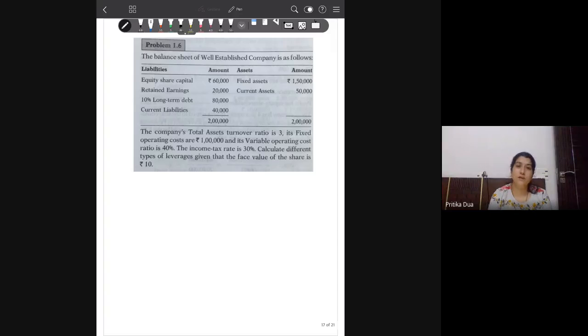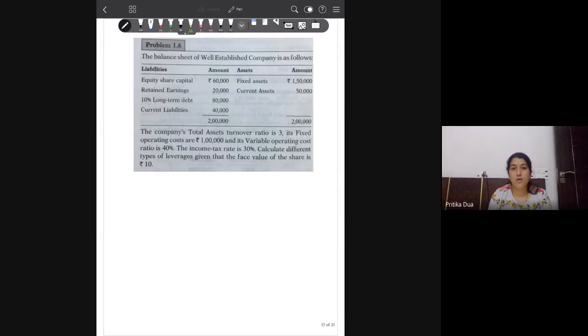Question on your screen. Given the balance sheet of a company with the total asset turnover ratio of 3. Now, asset turnover ratio, we did the turnover ratios when we were doing ratio analysis. And basically, the asset turnover ratio is telling you how effectively the assets are being used to raise sales for the company. So, that is 3 times.